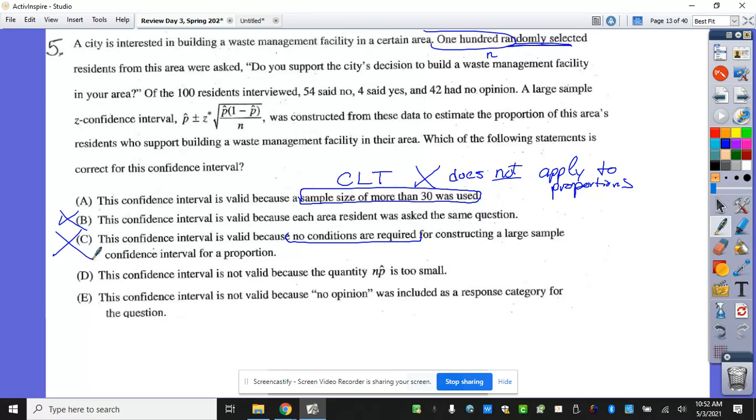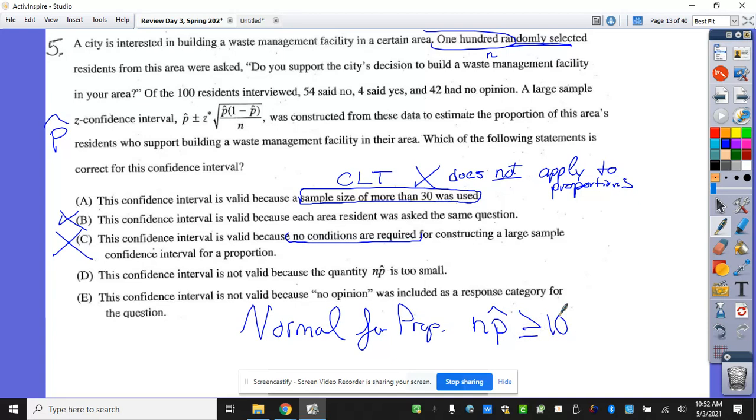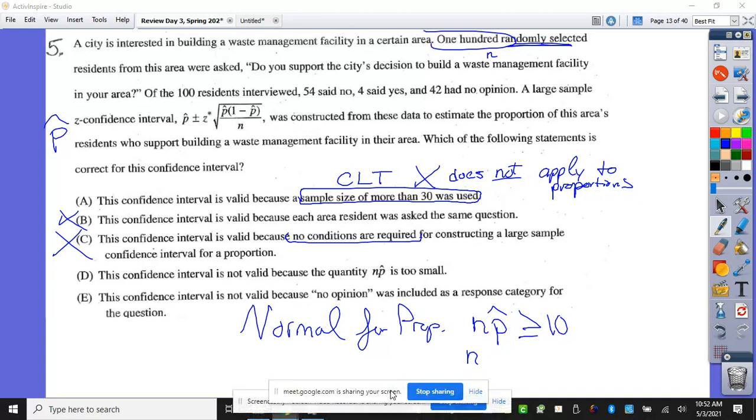Confidence interval is not valid because the quantity n times p hat is too small. The confidence interval is not valid because no opinion was included as a response category for the question. This is where the wording is trying to throw you off here. If I am dealing with proportions, when I check normal for proportions, how do I check normal for proportions? I'm doing something with n times p hat, and I'm also dealing with something with n times what? The inverse.